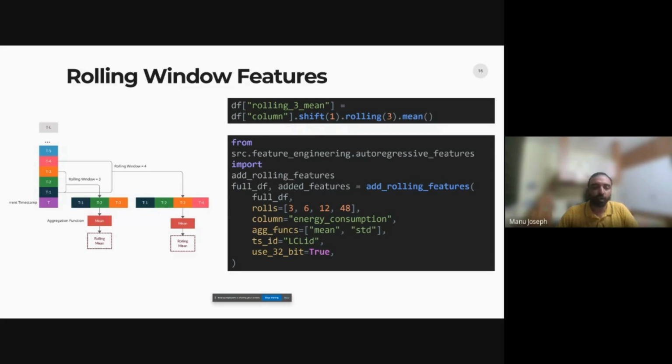Then dot shift 1. We do this dot shift 1 to make sure that there is no data leak. For example, if we're not doing this shift, that means the window would start from T, and that means we are actually taking T as a feature to predict T. That's not something that you want to do, and that's why we always have the shift. So this is how you do it for a single time series.